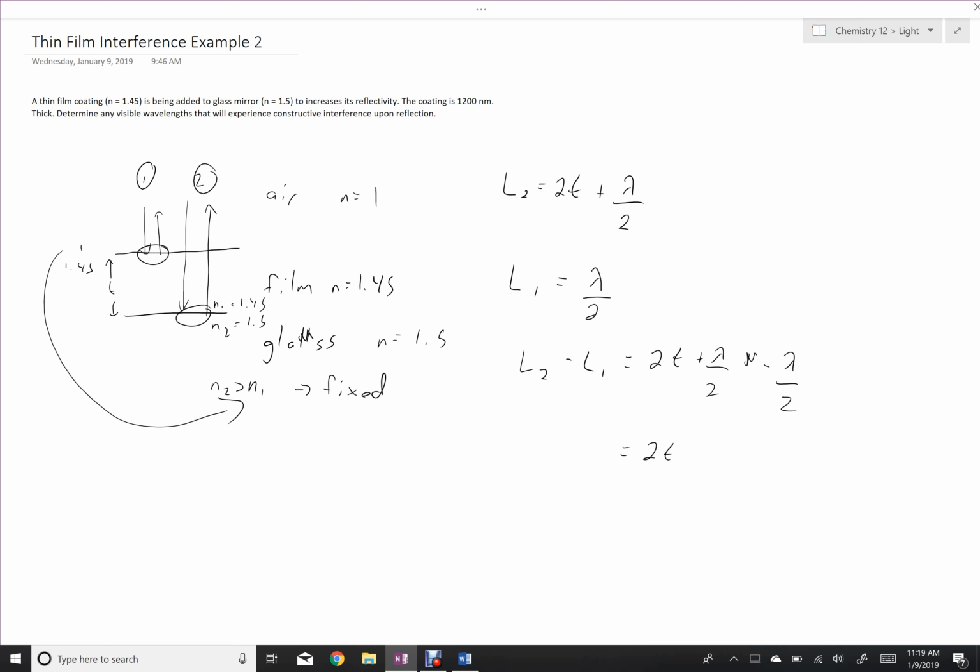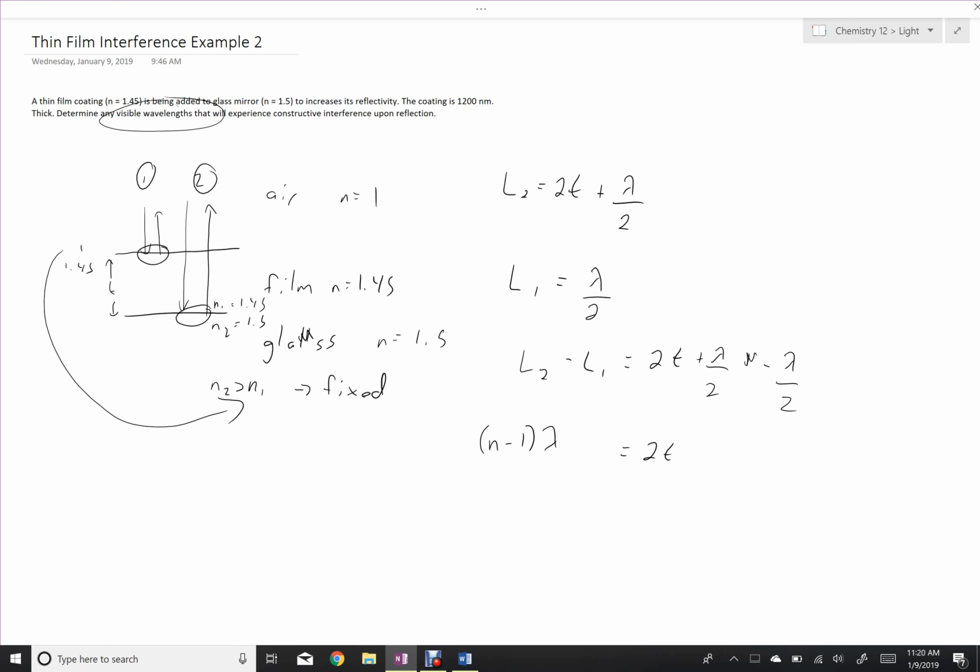Now I want this to be constructive interference, so I'm going to make L2 minus L1 equal to (n minus 1) lambda. And I get my little equation for relating the thickness to the wavelength. Now here, I need to be careful and remember that any wavelengths I get out of this equation are going to be in the film, so I'll be bringing them out of the film to figure out what they would be in the real world. So I have my thickness, I can find my wavelengths, and I want to try and find wavelengths in the visible spectrum.